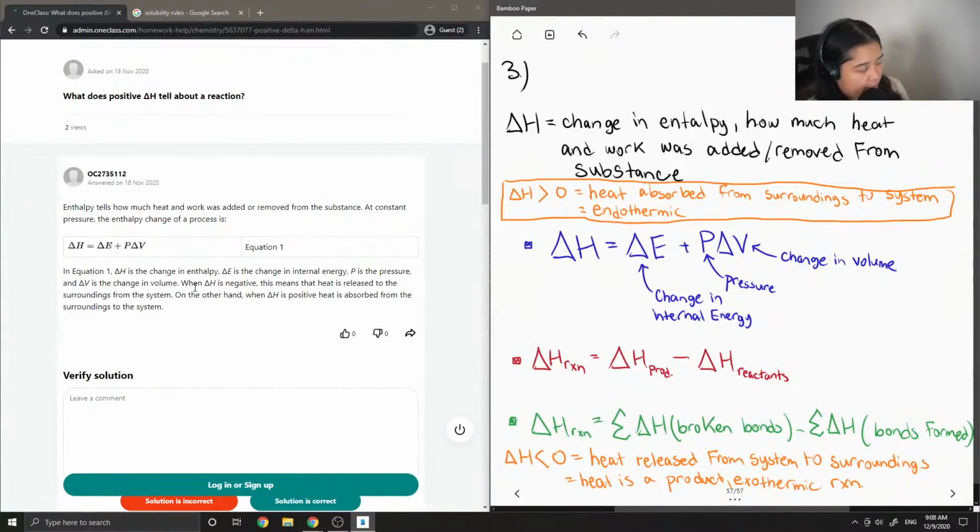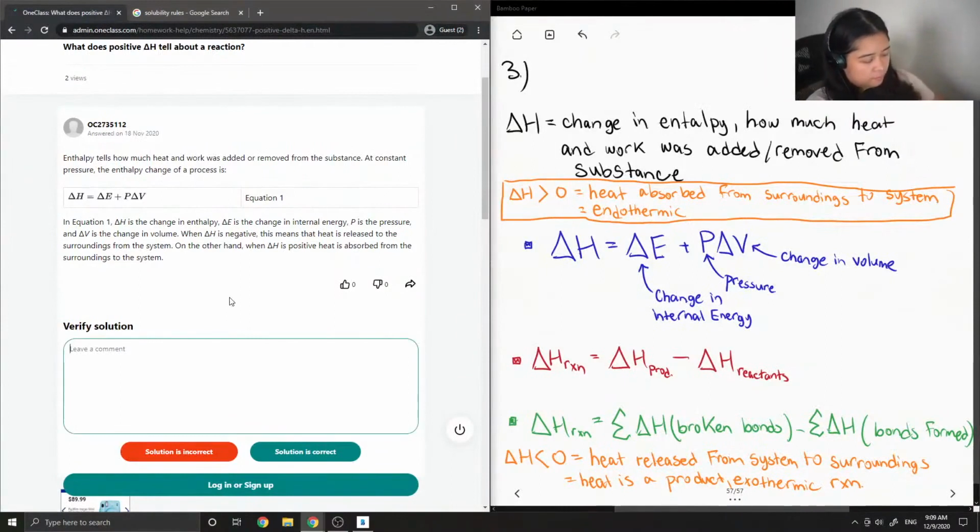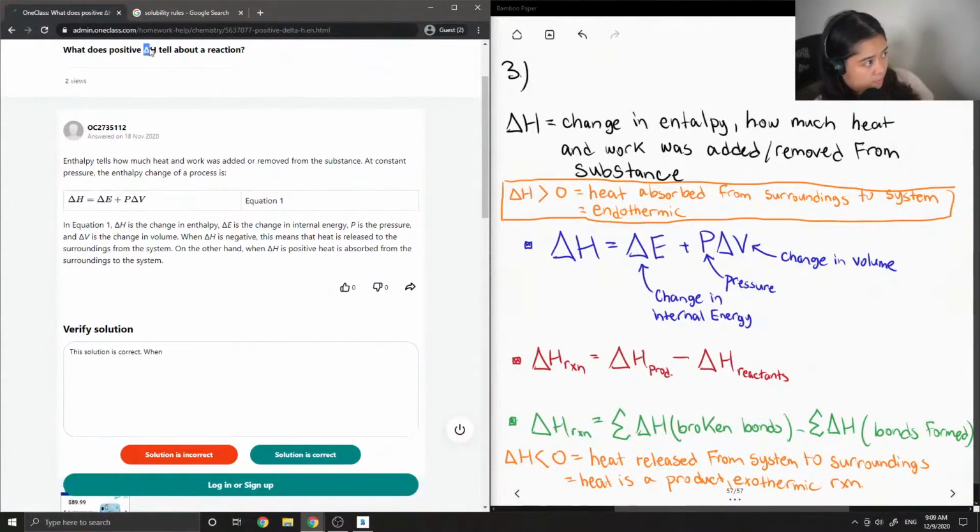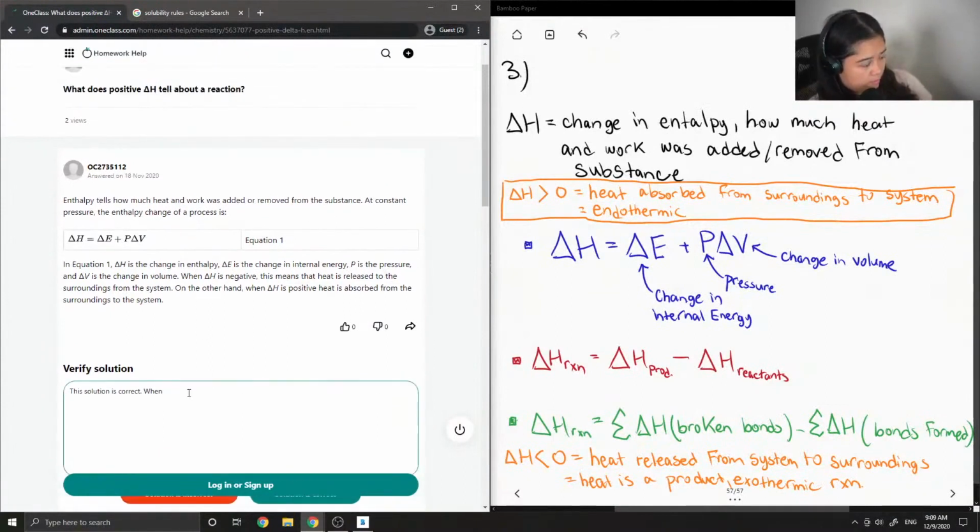When delta H is negative, this means that heat is released to the surroundings from the system. On the other hand, when delta H is positive, heat is absorbed from the surroundings to the system. Yep, so this solution is correct. Just rephrased it.